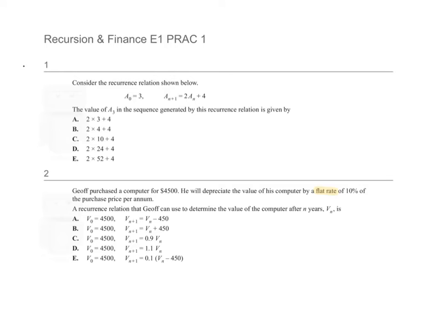All right, consider the recurrence relation shown below. The value of A3 in the sequence generated by this recurrence relation is given by, so if you remember, in your calculator you can type in 3, press enter, and it comes up over here. And then what you're going to do, so they're saying the first term is 3, so then you've got to times that by 2, so on your calculator you can just write times 2 plus 4.